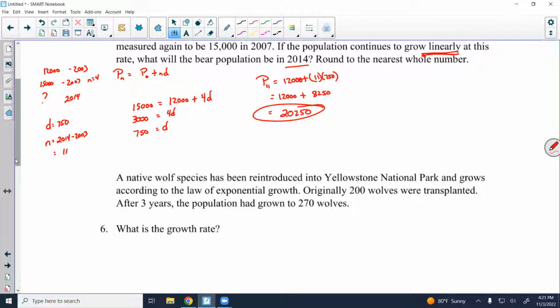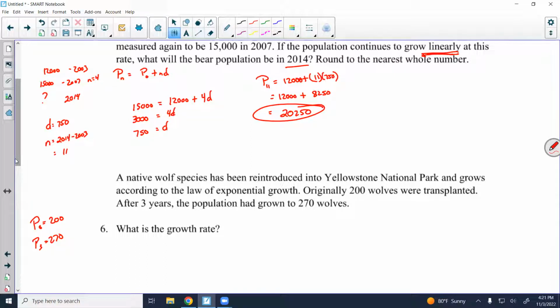Okay, next we have, this next statement covers the next three questions. A native wolf species has been reintroduced into Yellowstone National Park and grows according to the law of exponential growth. Originally, 200 wolves were transplanted. After 3 years, the population had grown to 270 wolves. So we have our initial P sub 0 is 200. We know P sub 3 is 270.